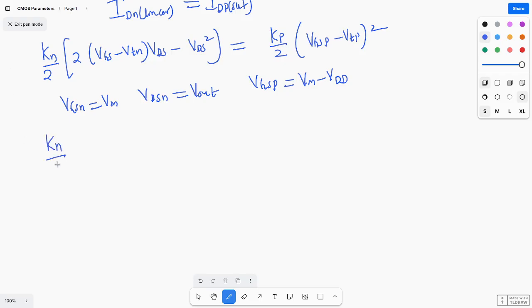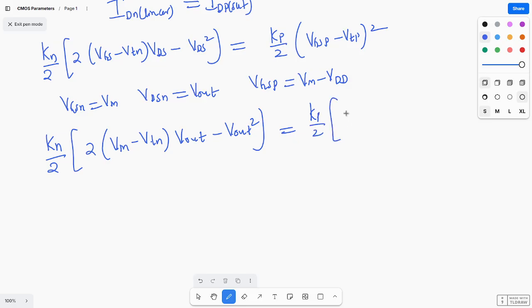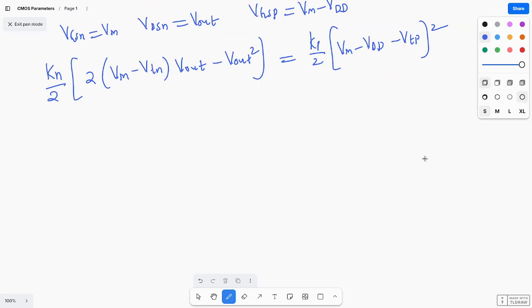So that is Kn by 2, 2 into (V in minus VTN) into V out minus V out whole square. This is equal to Kp by 2, (V in minus VDD minus VTP) whole square. Differentiate the above equation with respect to V out.